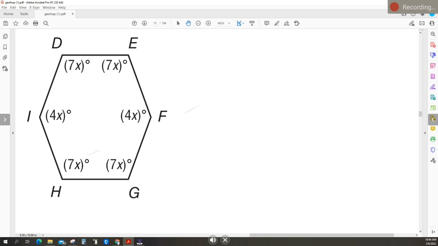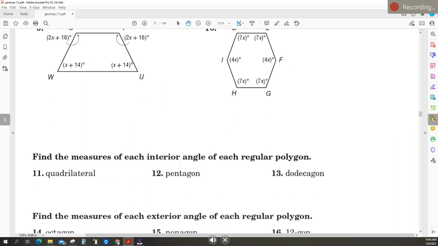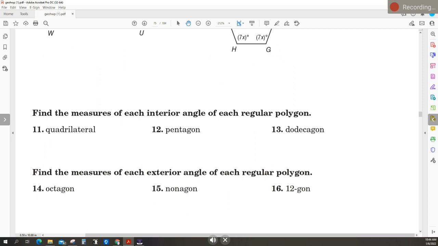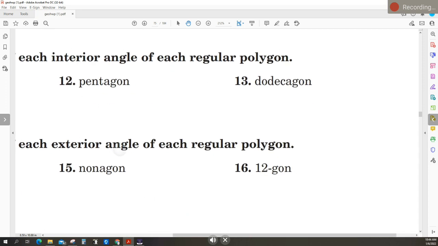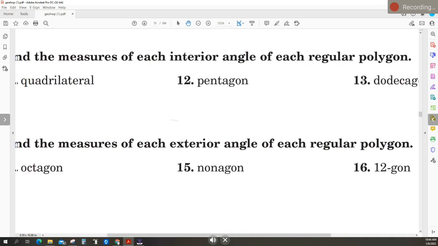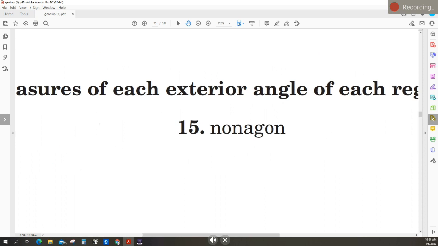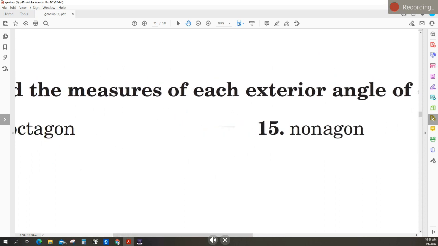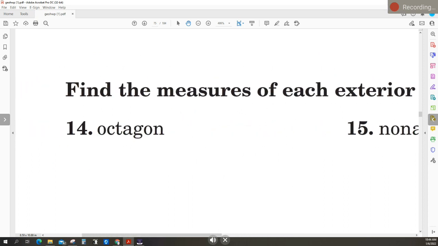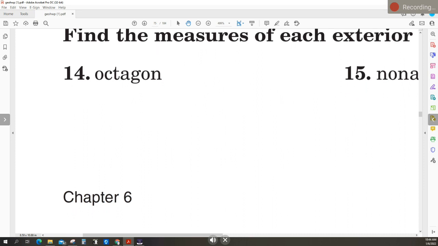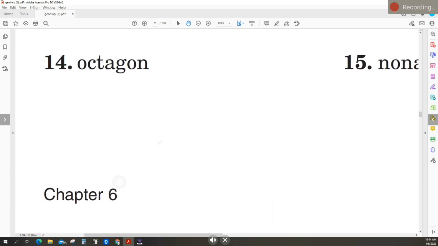Let's look at the next little bit here. So we're looking for the measure of each interior angle of a regular polygon. Now, regular polygon means what? What does that mean if it's regular? What did we say that meant, though?